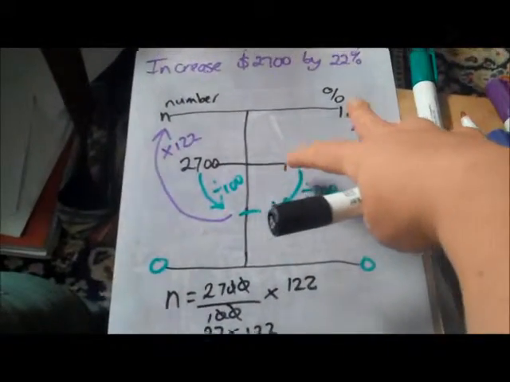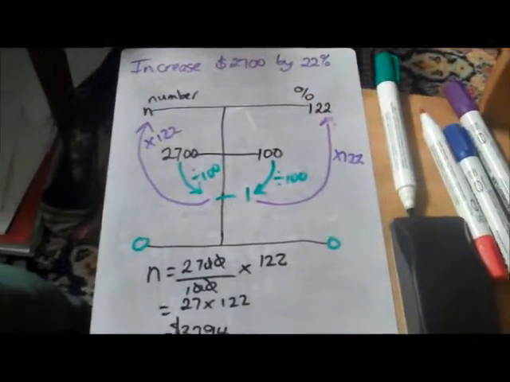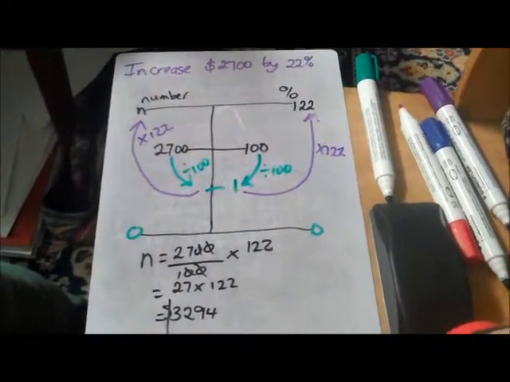That's what you would get to go from here to here. 100 times 1.22 would get you there. But using the number line, double number line, works really, really well.